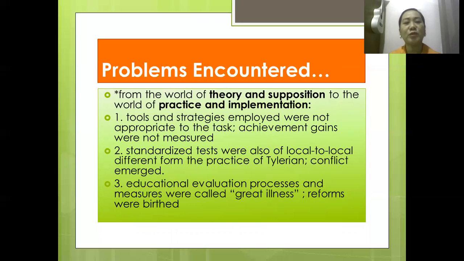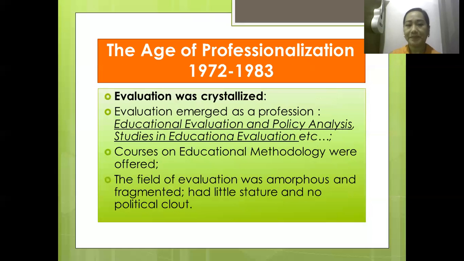Three major problems: tools and strategies were not employed and were not appropriate to the task; achievement gains were not measured; and standardized tests were local in form, far from the practice of Tylerian. So conflict emerged. Educational evaluation processes and measures were pulled at that point in time because it didn't see a bright future, and it didn't give appropriate strategies to appropriate tasks. So it was called the Great Illness.